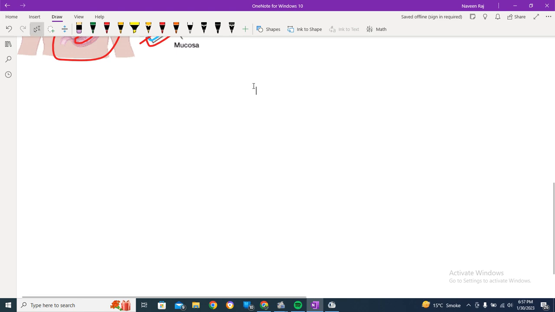Let me write oxyntic cells. Now let me introduce another word: oxyntic cells are also called parietal cells. This is very important. In MCQs, they may say oxyntic cells, or they may say parietal cell, or they may give both. Like option A oxyntic cell, B parietal cell, C both A and B, D none of these. So there will be both A and B.